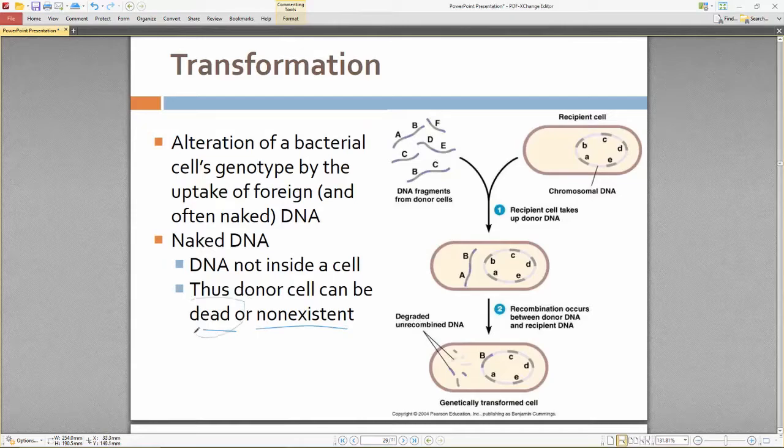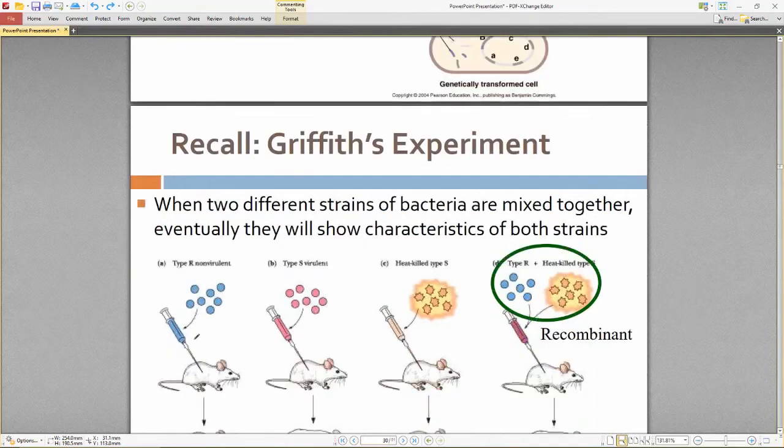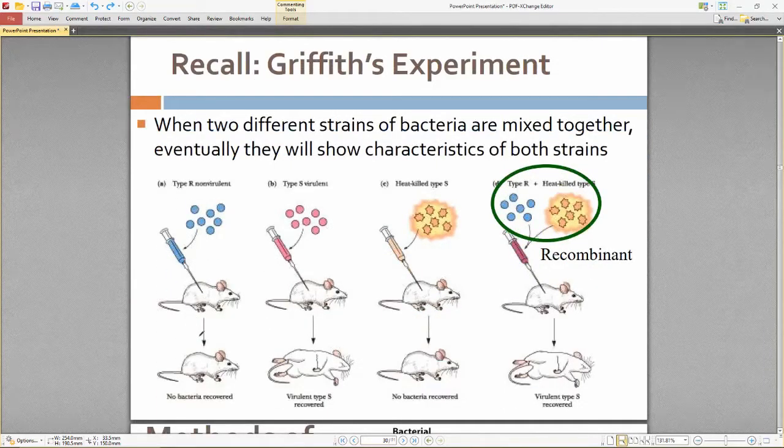So dead, remember Griffith's experiment with, I think it was Griffith. So the heat killed S or R. Yeah, actually, we'll move on. Okay, here we go. Griffith's experiment. Wow, Miss Law basically read my mind.